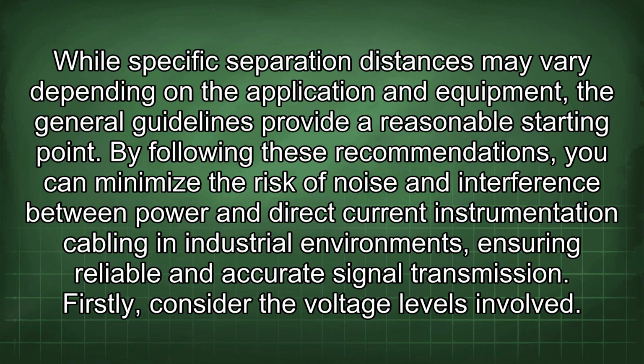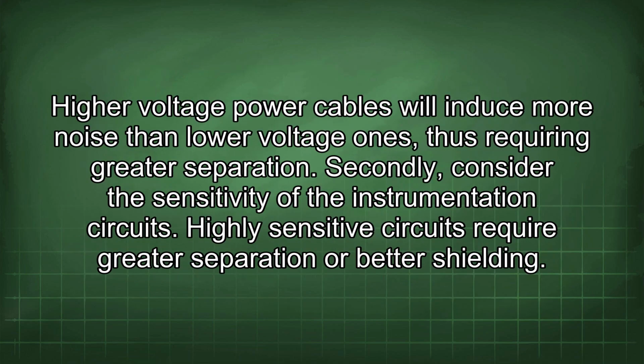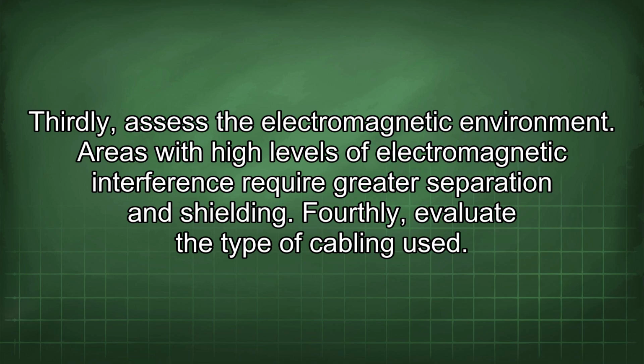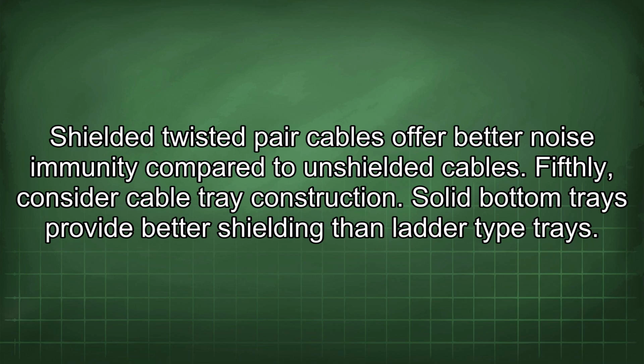Firstly, consider the voltage levels involved. Higher voltage power cables will induce more noise than lower voltage ones, thus requiring greater separation. Secondly, consider the sensitivity of the instrumentation circuits. Highly sensitive circuits require greater separation or better shielding. Thirdly, assess the electromagnetic environment. Areas with high levels of electromagnetic interference require greater separation and shielding. Fourthly, evaluate the type of cabling used. Shielded twisted pair cables offer better noise immunity compared to unshielded cables.